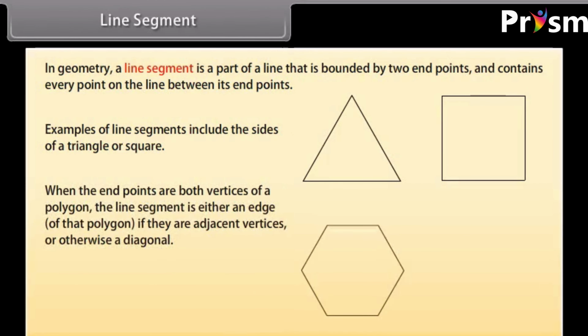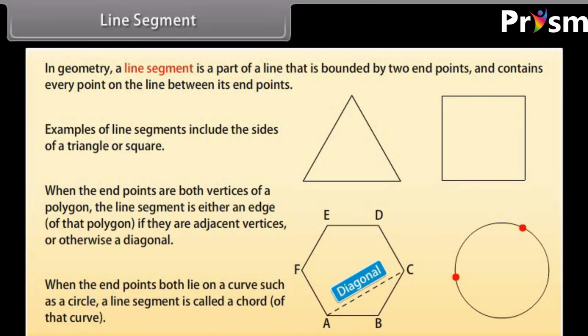More generally, when the endpoints are both vertices of a polygon, the line segment is either an edge of that polygon if they are adjacent vertices, or otherwise a diagonal. When the endpoints both lie on a curve such as a circle, a line segment is called a chord of that curve.